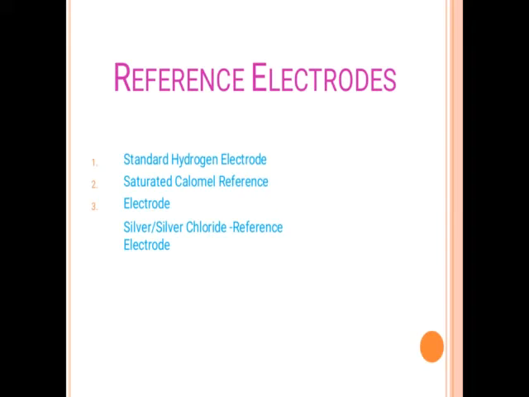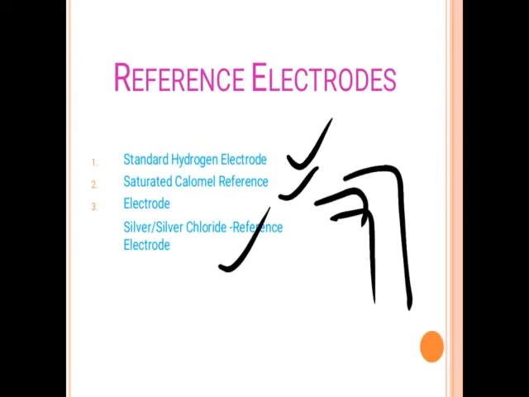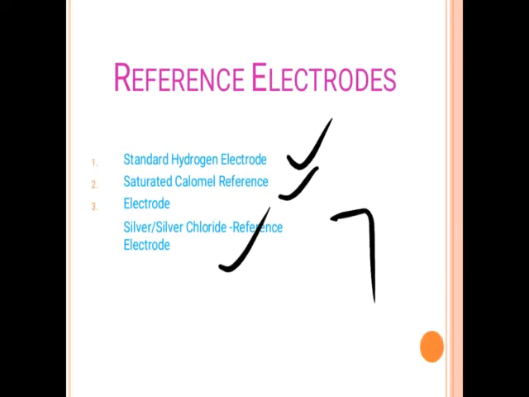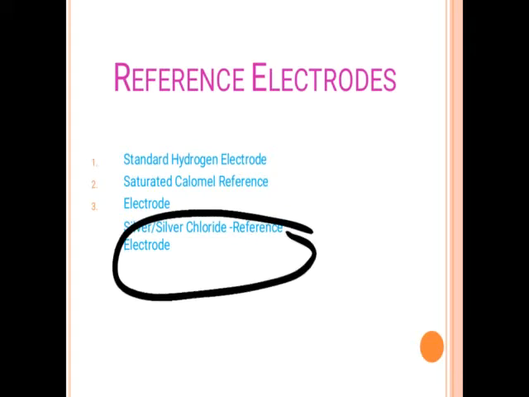Then what are the examples of reference electrodes? They include the standard hydrogen electrode, the calomel electrode, and the silver chloride electrode. The one we showed earlier was the standard hydrogen electrode, in which hydrogen is added, with a platinum plate at the bottom and HCl in it. For our syllabus, the standard hydrogen electrode is not required. Only the silver chloride reference electrode is there.